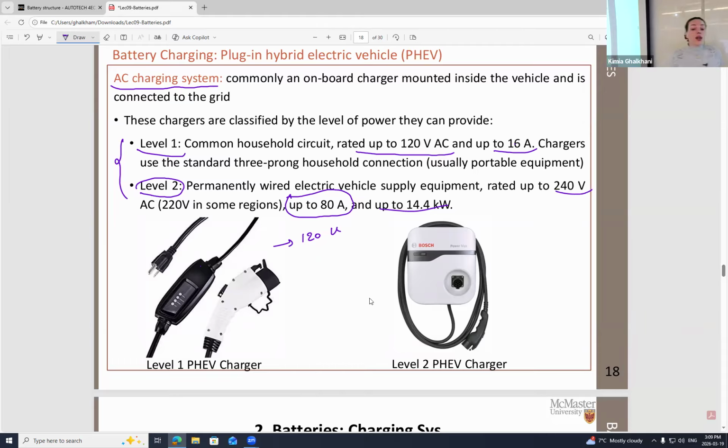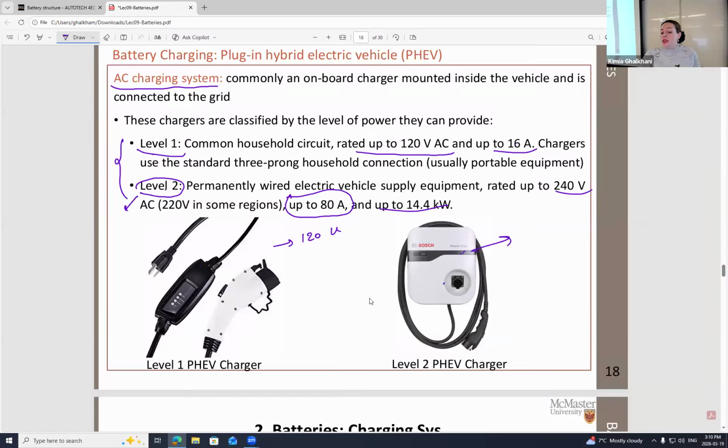So that's another type. But in order to have such a system installed inside your garage, you still have to pay extra money. That's why they say level 2 is a bit more costly than level 1, because you have to have that high power. You have to go through some specific wiring. And in addition to that, you need a special device like this level 2 plug-in.